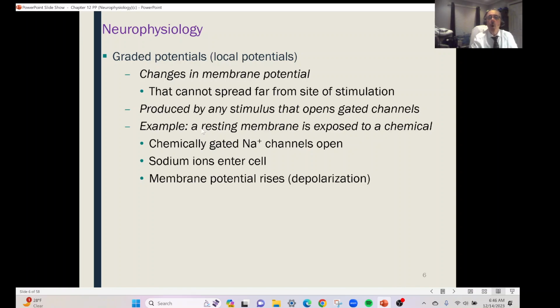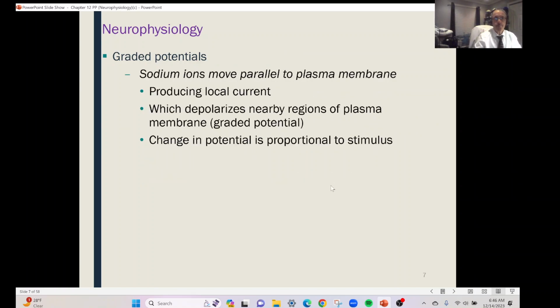As an example, a resting membrane is exposed to a chemical, let's say acetylcholine. Here's what's going to happen, and I'll show you on a picture, and we can even go back to these notes. The chemically gated sodium channels are going to open. When they open, sodium is going to come into the cell. And as the sodium enters the cell, the membrane potential rises. And what I mean by that, it's going to become more positive. So it's minus 70. As sodium ions come in, they're positive, the inside of the cell is going to become more positive. That we call depolarization.